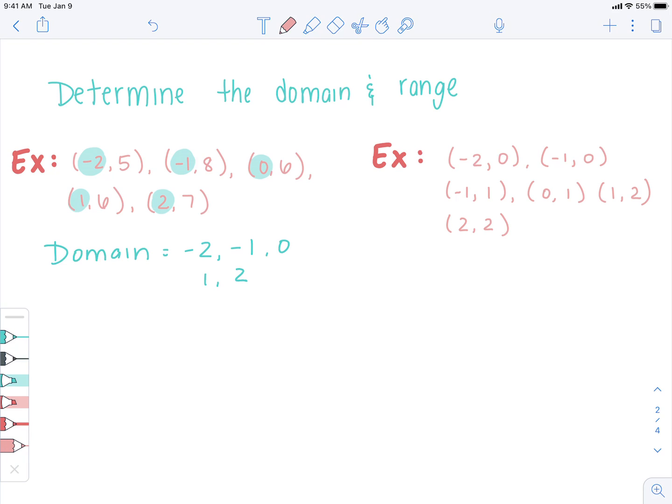So then my range is going to be my y values, so the 5, 8, 6, 6, and 7. And I just want to make sure that I'm writing those in order from smallest to largest. So I'm going to put the 5 down. Then I'm going to put the 6. I don't need to write the 6 twice, even though there are 2 6s. I'm only going to write the 6 once. Then the 7, and then the 8.